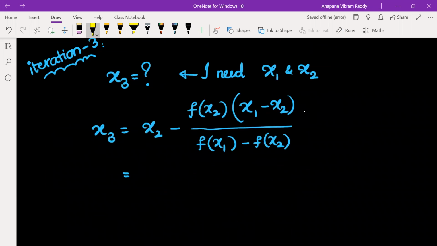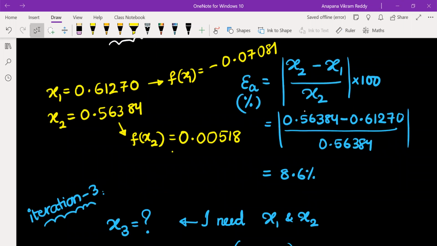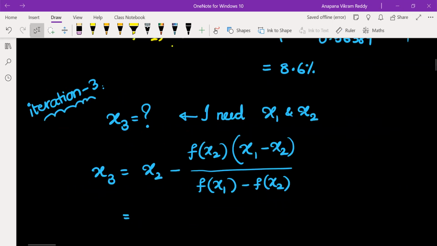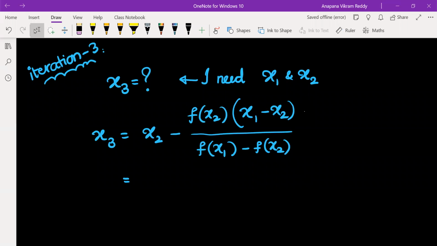Now x2 is equal to 0.56. You plug in all the values, the required values, and then tell me the x3 value here. So you must get 0.56717 approximately. Yes or not?